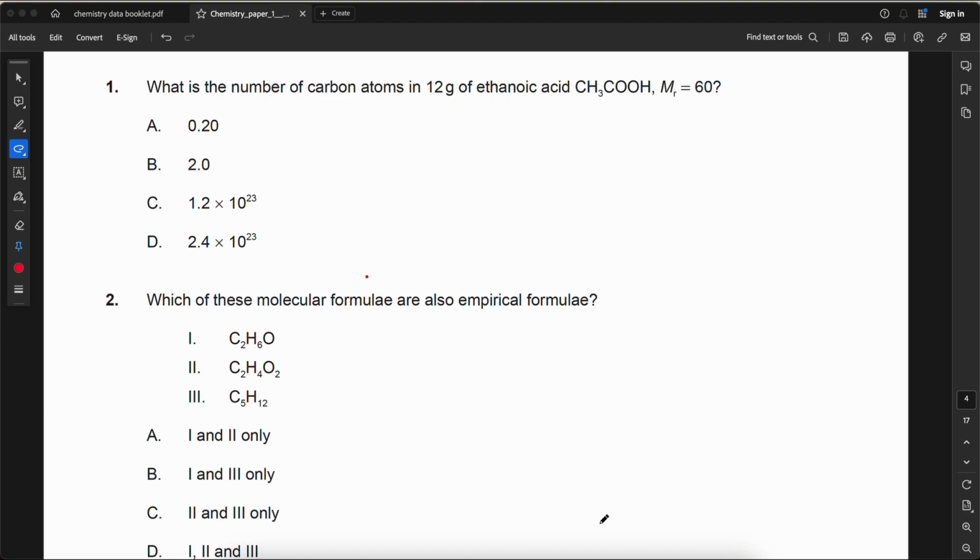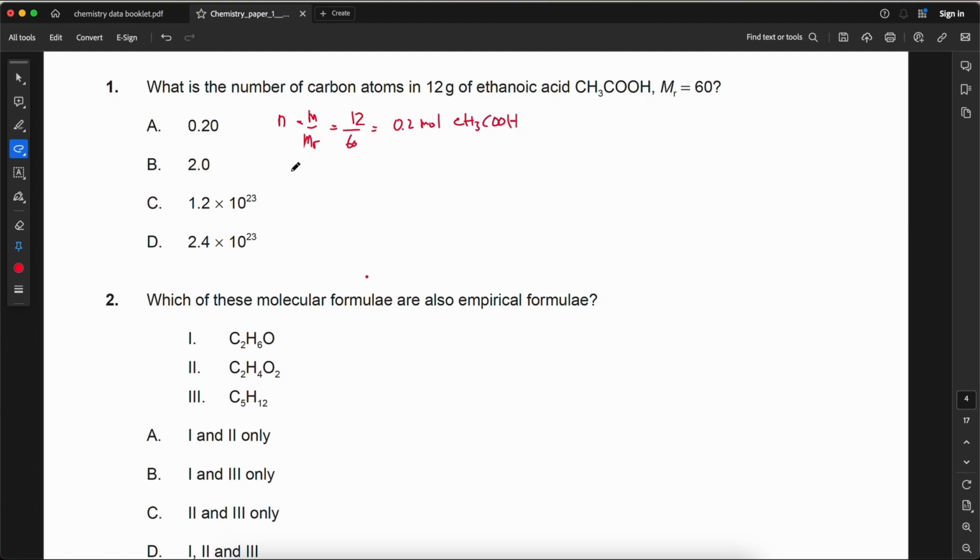What is the number of carbon atoms in 12 gram of ethanoic acid, CH3COOH, Mr 60? So the mass of ethanoic acid is known and molar mass is known. So we can calculate mole of ethanoic acid, which is m divided by Mr. So 12 divided by 60, you get 0.2 mole of ethanoic acid.